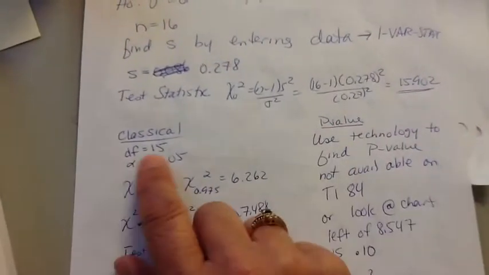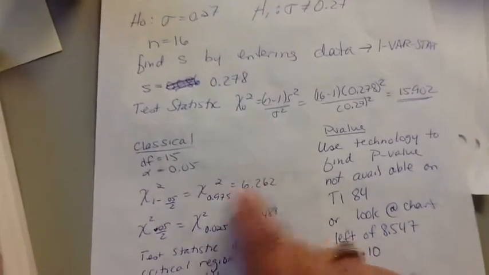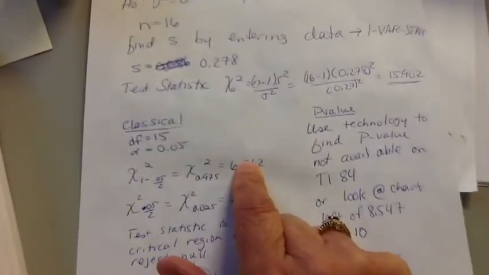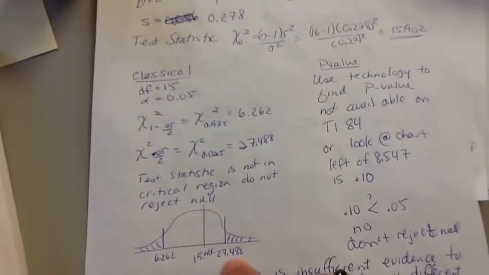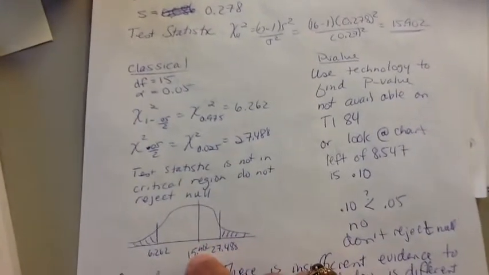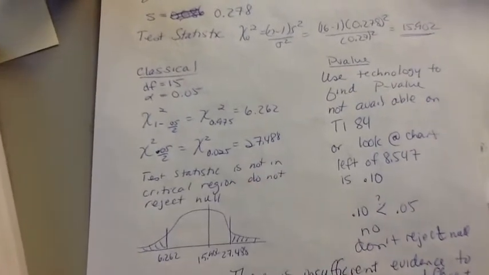Using the classical method, degrees of freedom, I have to look at the left and I have to look at the right. Now these come from the chart. My test statistic, so let me draw this. It's always easier to see it in pictures. There's the left, there's the right, there's the test statistic. It is not in these critical regions, so I don't reject the null.